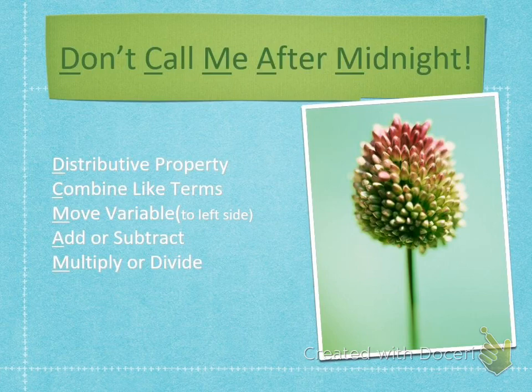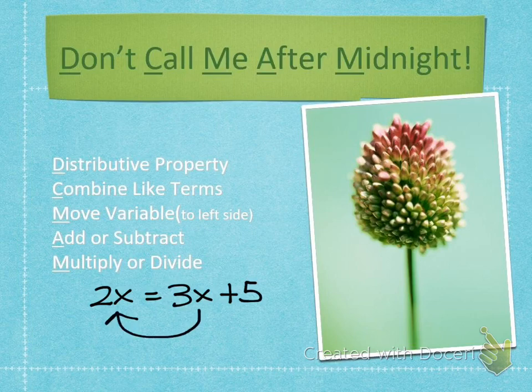Now, let's talk about that for just a second. Again, if I have 2x equals 3x plus 5, can I move the variable to the left side of the problem? Why not?